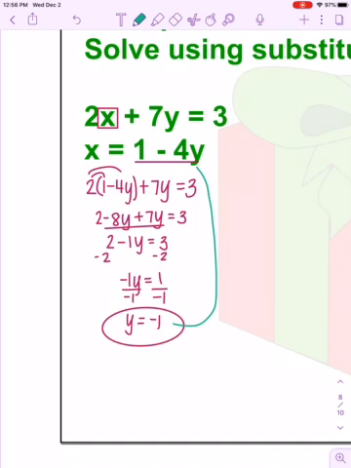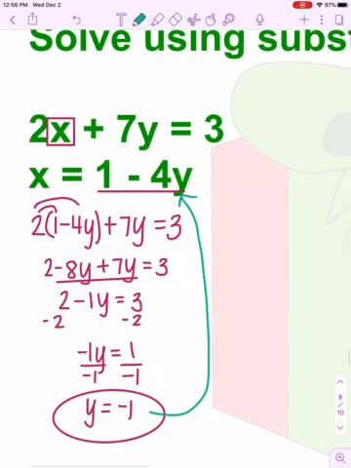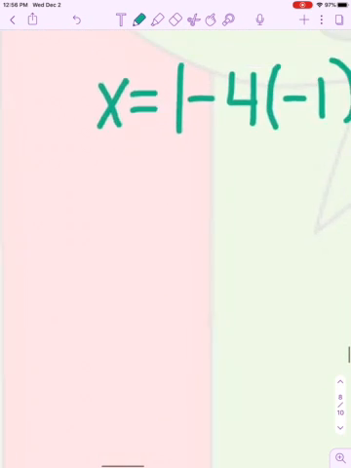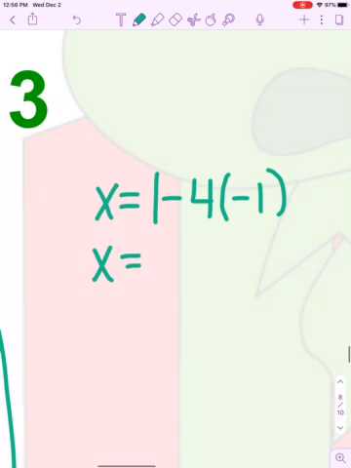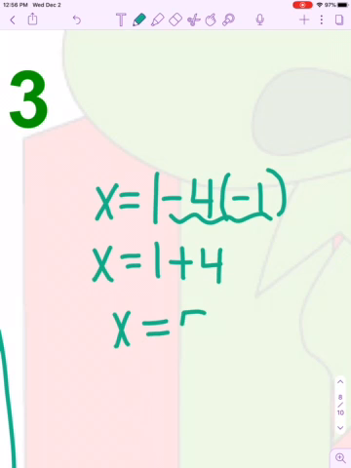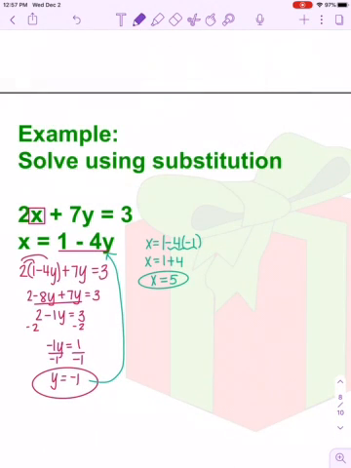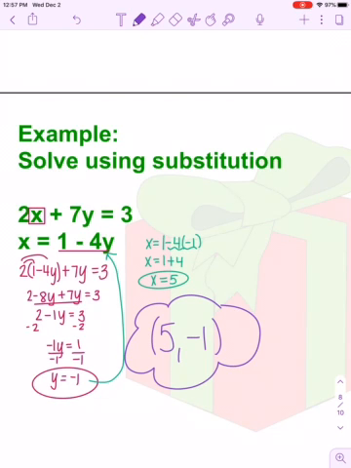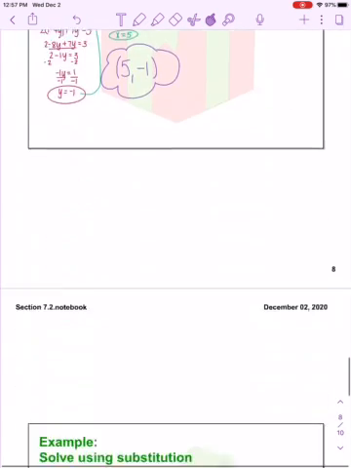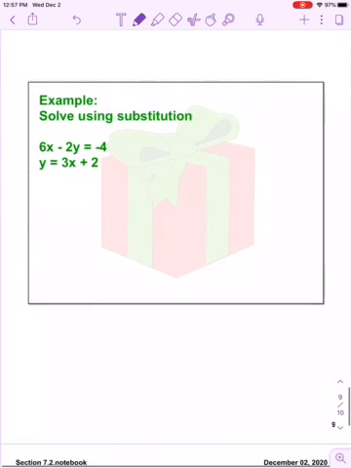It's easiest to plug it into an equation that says x equals, which would be the second one. So I'm going to plug it in right here. So x equals 1 minus 4. Stop, put parentheses. We now know that y is negative 1, so that's what I plug in there. So x equals 1, and then that's a negative 4 times a negative 1, which is a positive 4, which gives us that x is 5. So the x is 5, and the y is negative 1, and we are done. It's a point where the lines intersect.